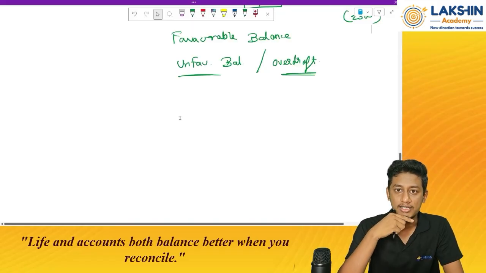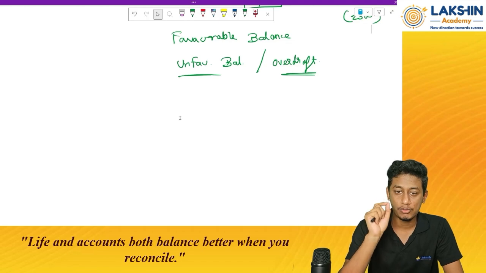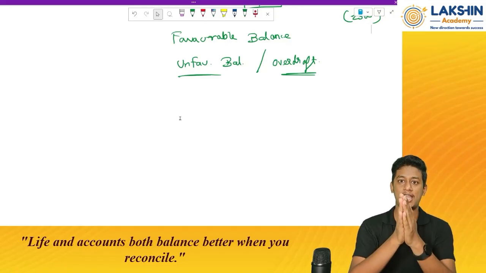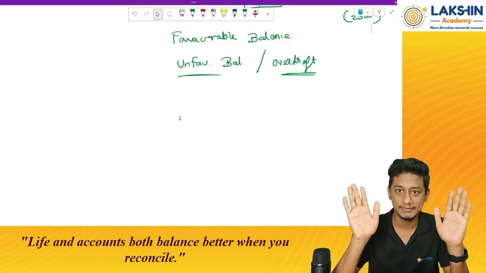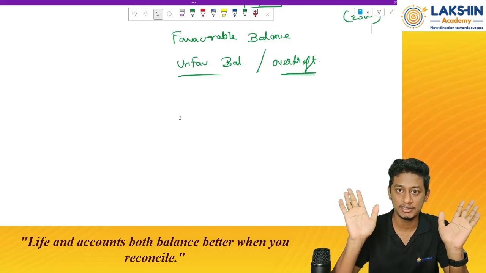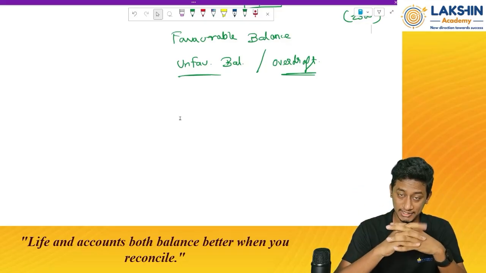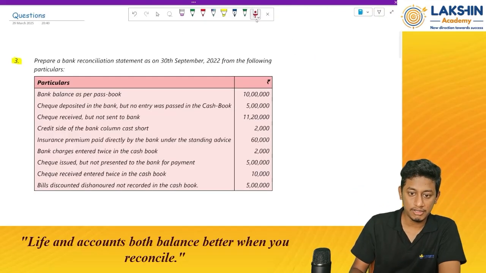I will teach you a method where you will clearly understand how to add or less. Where to add, where to less. Okay, let's see that. Before starting, I just want to confirm everybody has two hands. Okay. So using both your hands, we will solve the whole BRS chapter. Let's see how.